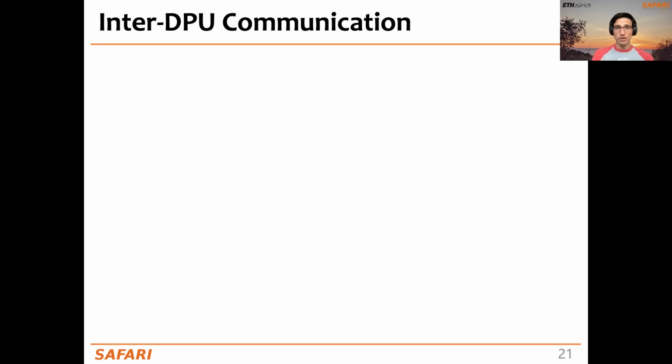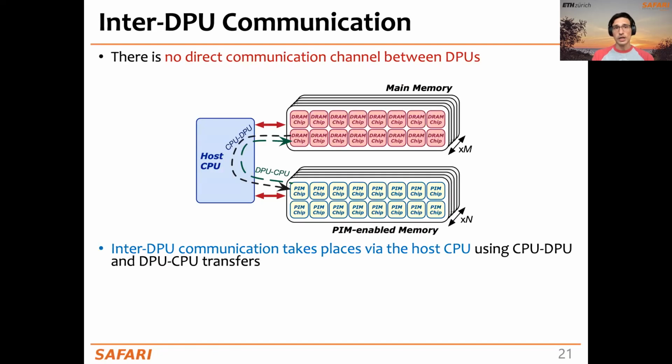These CPU-DPU and DPU-CPU transfers are also very important. It's also very important to understand how they work and how fast they can be, because we also need to use them for inter-DPU communication. The reason is that there is no direct communication channel between DPUs, and all inter-DPU communication takes place via the host CPU using CPU-DPU and DPU-CPU transfers.